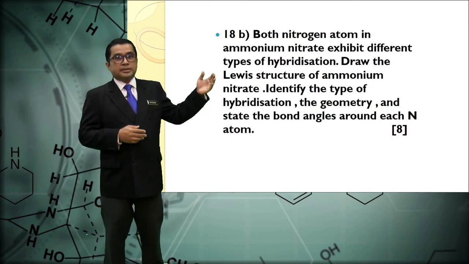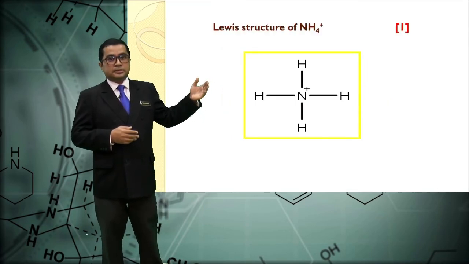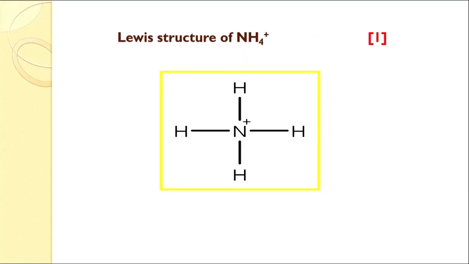Okay, so we look at the answer, students. Okay, kita teruskan dengan bagaimana untuk melukis Lewis structure, on how to draw the Lewis structure. I hope that every student knows how to draw the Lewis structure. There are a few steps. The first step is you have to calculate the total valence electrons.